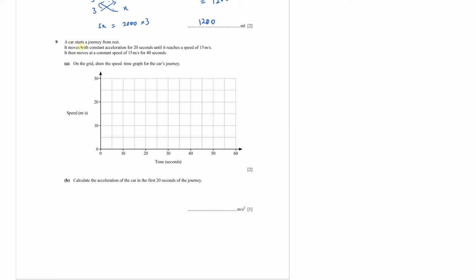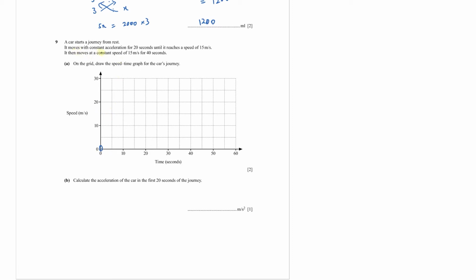Question number 9 is, a car starts a journey from rest. It moves with constant acceleration for 20 seconds until it reaches a speed of 15 meters per second. It then moves at a constant speed of 15 meters per second for 40 seconds. On the grid, draw the speed time graph for the car's journey. So it starts from rest. That means your graph will start at time t equals 0. Your speed is 0 because it's starting from rest. So this will be your starting point here at 0, 0.